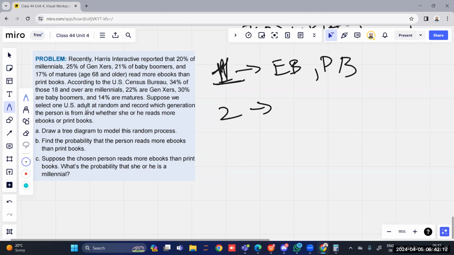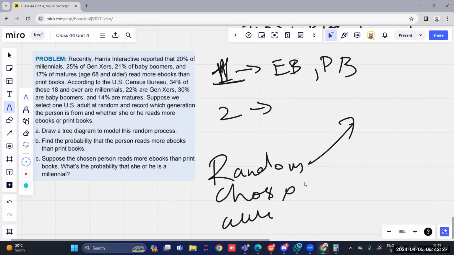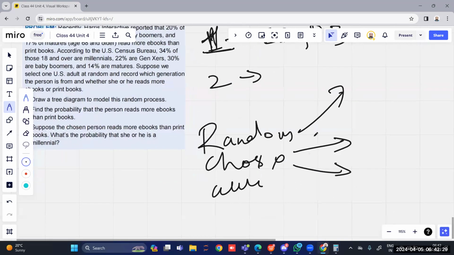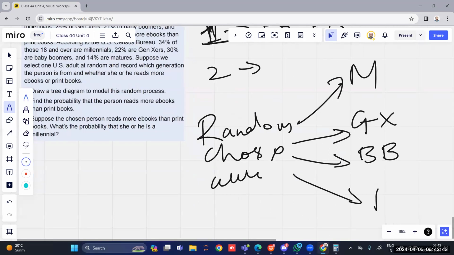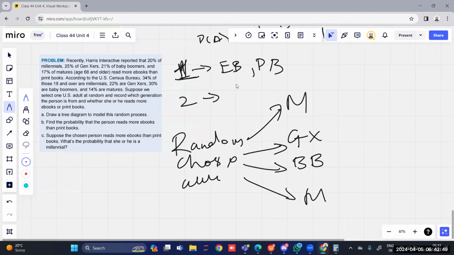Okay, we have to draw this tree diagram for this random process. So first we need to randomly choose an adult. Okay, so what are the four types of people? I'll write M for millennial. Then it's G for Gen Zers, baby boomers, and matures. Okay, so what is the probability that millennials have two types?